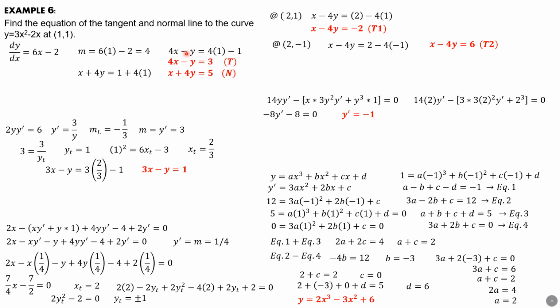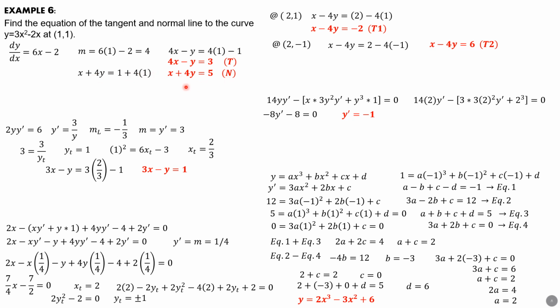For the normal, we just interchange coefficients and change the sign. So x plus 4y, the slope of the normal is negative 1/4, the negative reciprocal of that. So this is a line of slope negative 1/4, equals x1, 1, plus 4y1, 4 times 1. So x plus 4y equals 5.